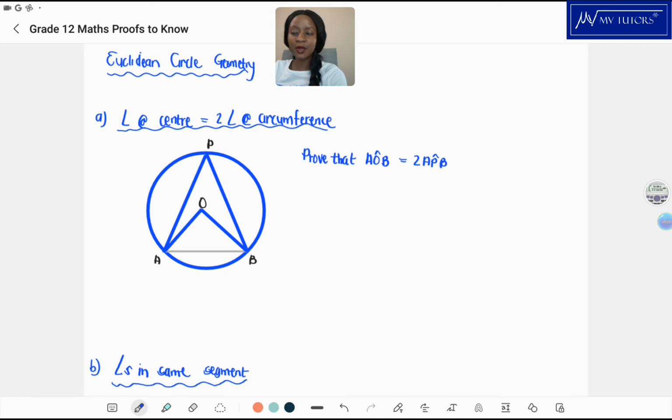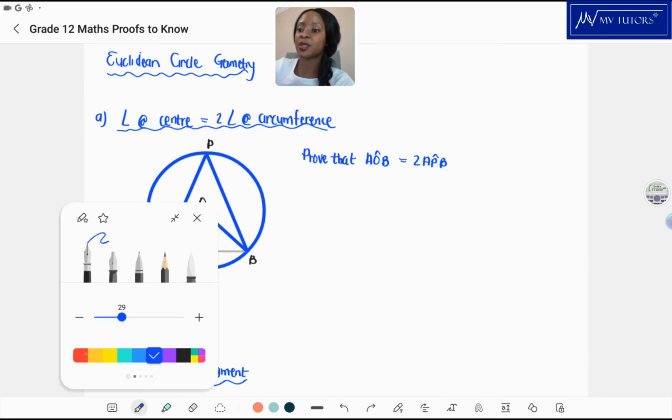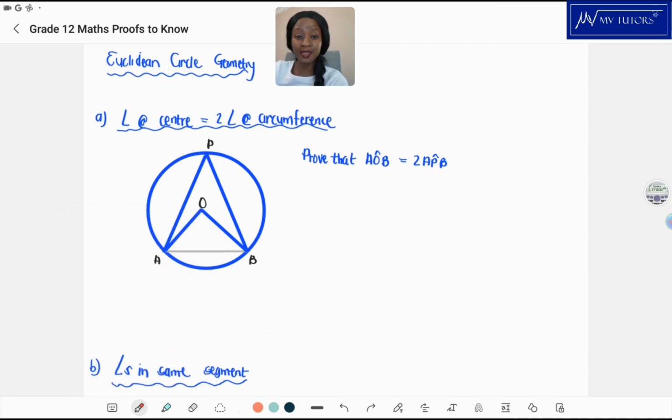Alright, so we're starting with proving that the angle at the center, this angle over here, is actually equal to twice the angle at the circumference, which is over there. So how are we going to start this? Well, you're going to plot a construction line from P, passing O, all the way to somewhere here, and we can name that Q.